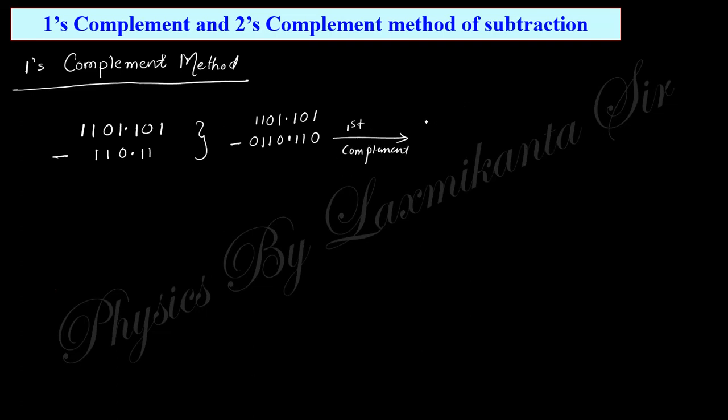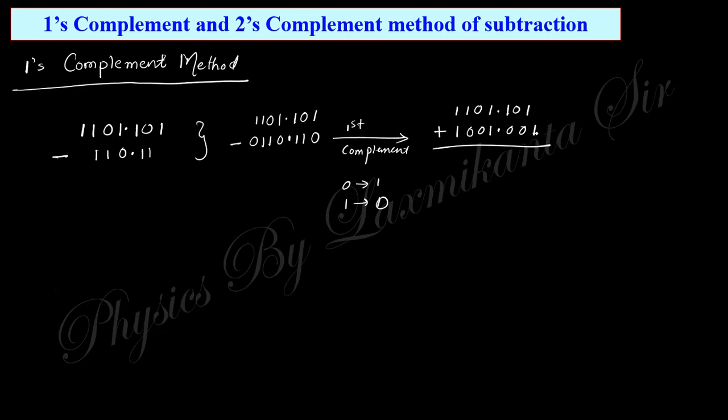First complement means 0 becomes 1 and 1 becomes 0. For example, take 1101.101. The first complement of this becomes 0010.010. Then add.